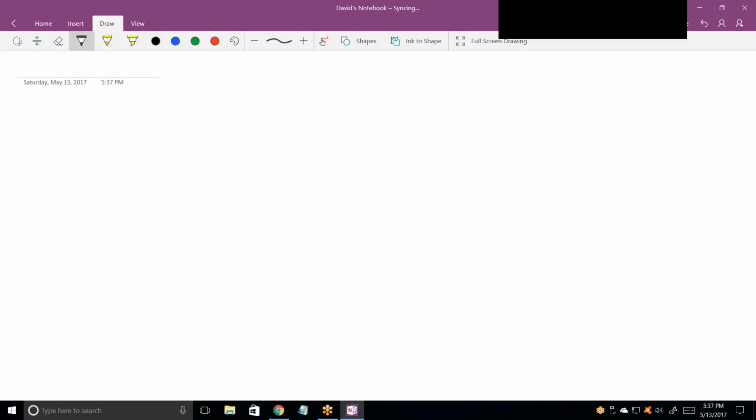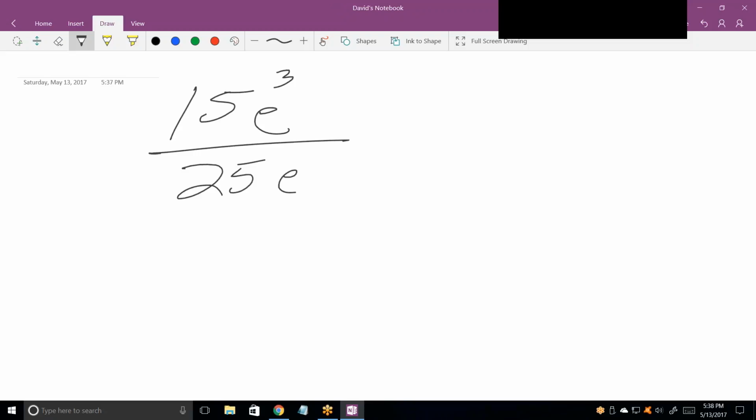Okay, this one's a simplification problem. It's 5e, 15e to the third, and then that's over 25e to the second. And that's it? We're just supposed to simplify that? Yeah. Okay, let's do the numbers first.